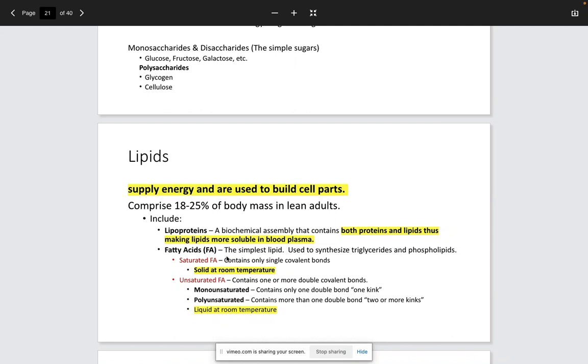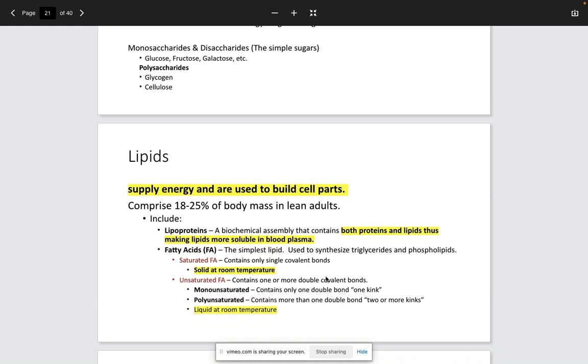Then knowing the difference between saturated and unsaturated fats. Saturated are solid at room temperature. They contain only single covalent bonds versus unsaturated fatty acids, which contain one or more double covalent bonds. This may provide a kink, therefore they're liquid at room temperature.